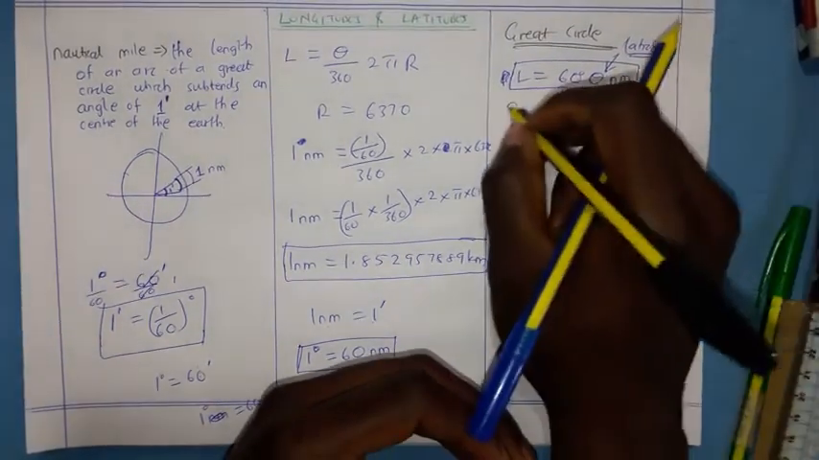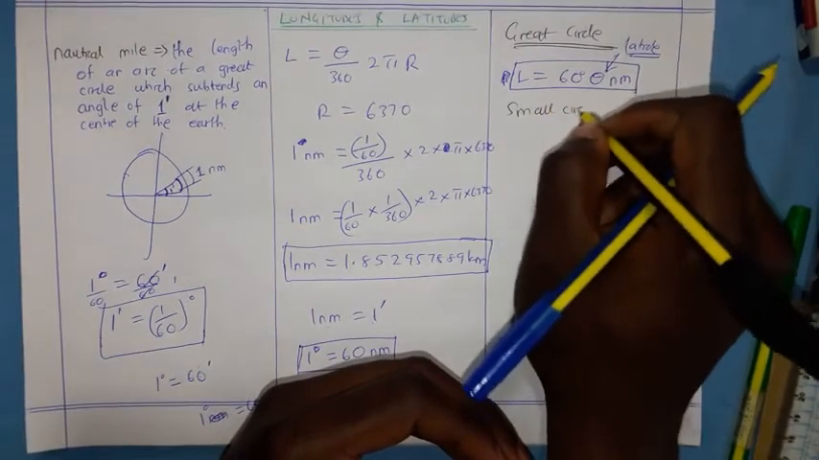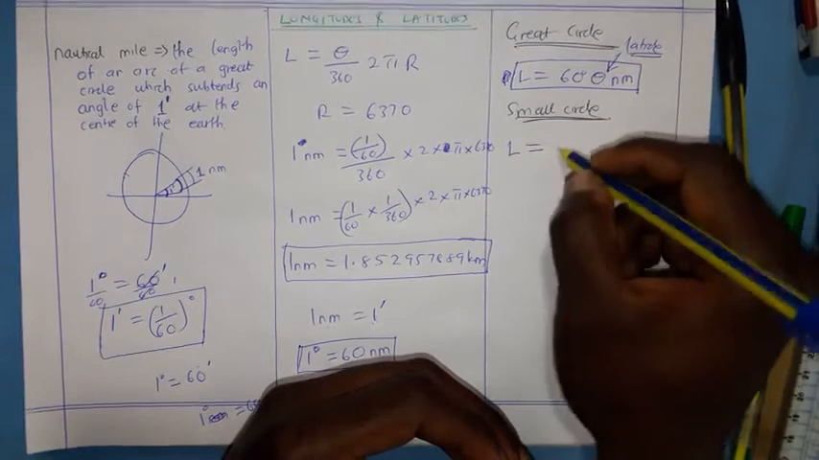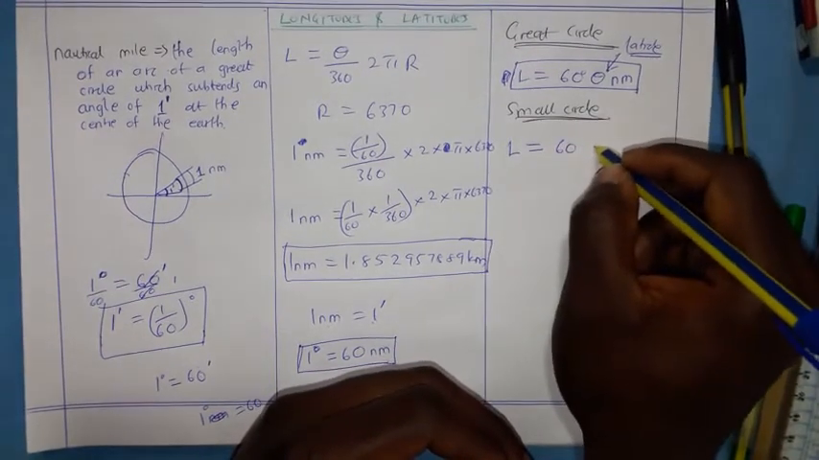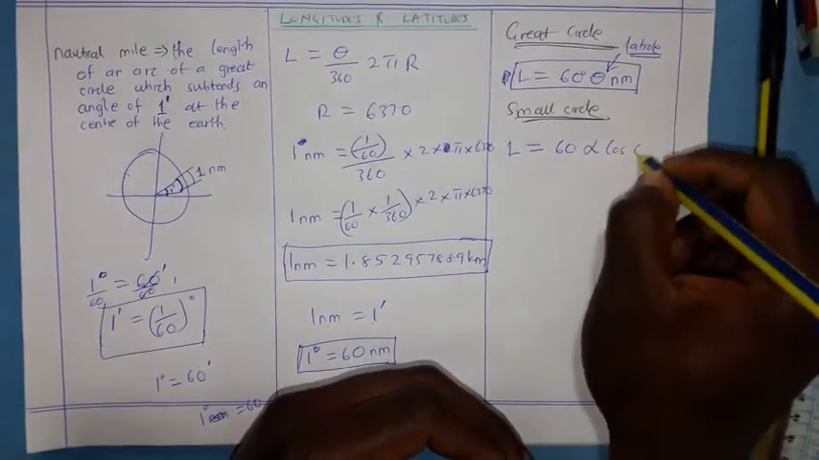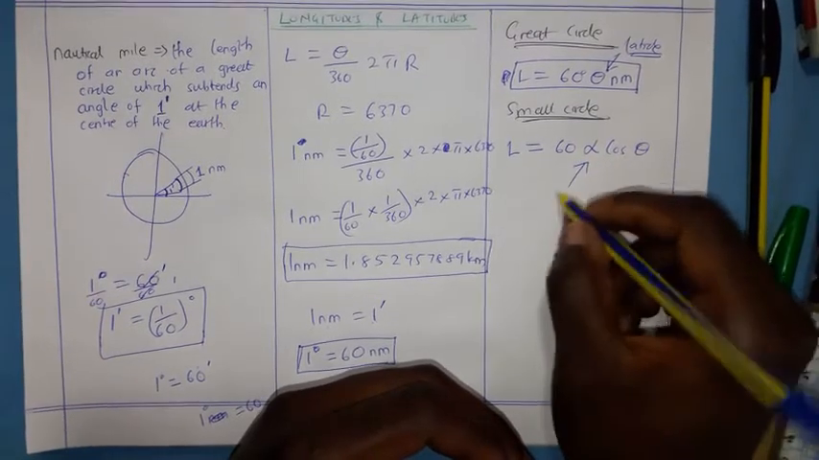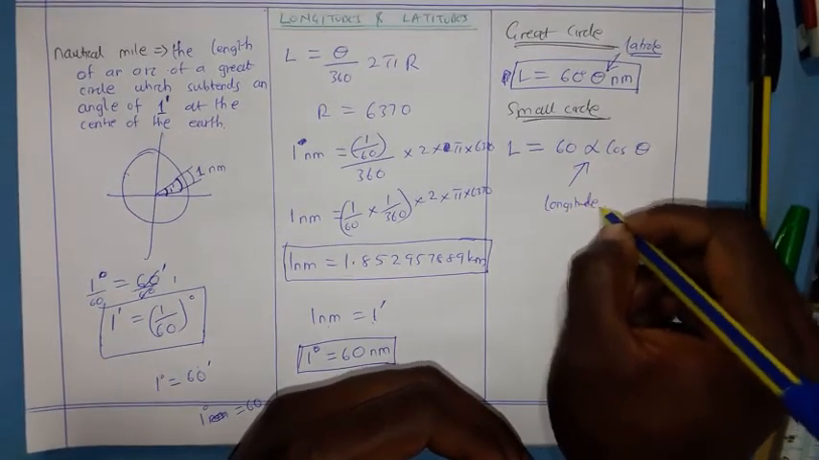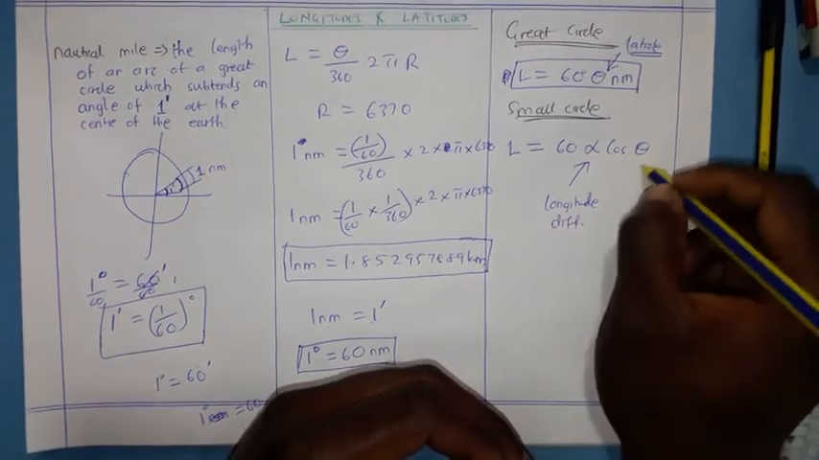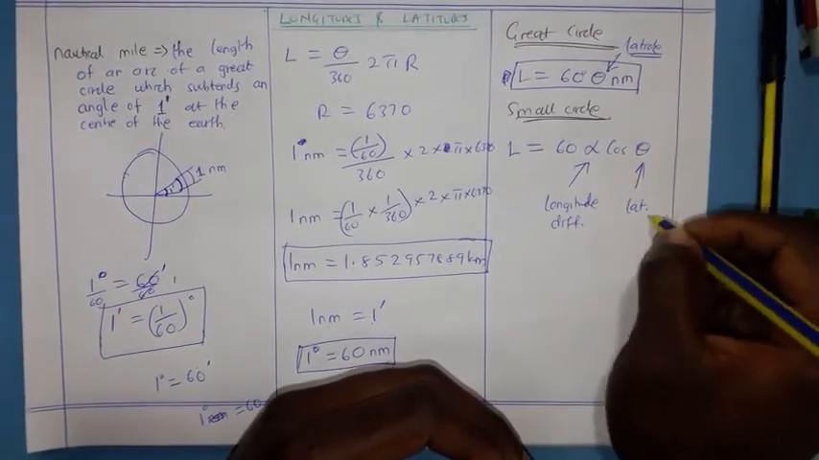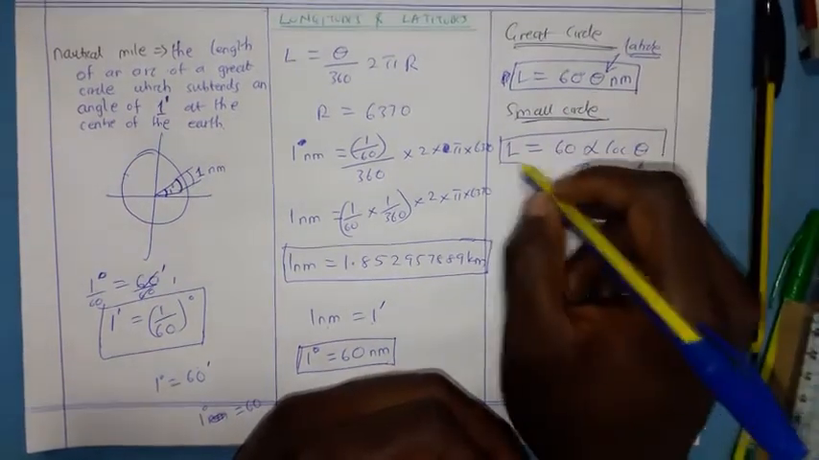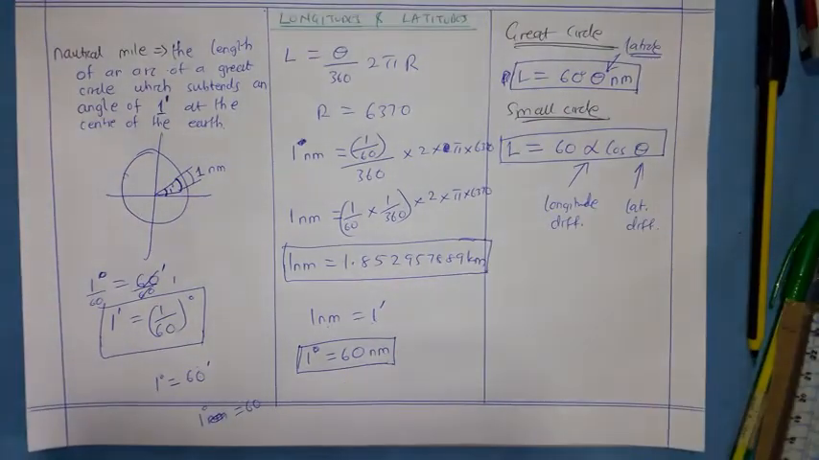Small circle: we know that L here will be 60 alpha cosine theta, alpha being the longitude difference and theta being the latitude difference. So that's what we have.